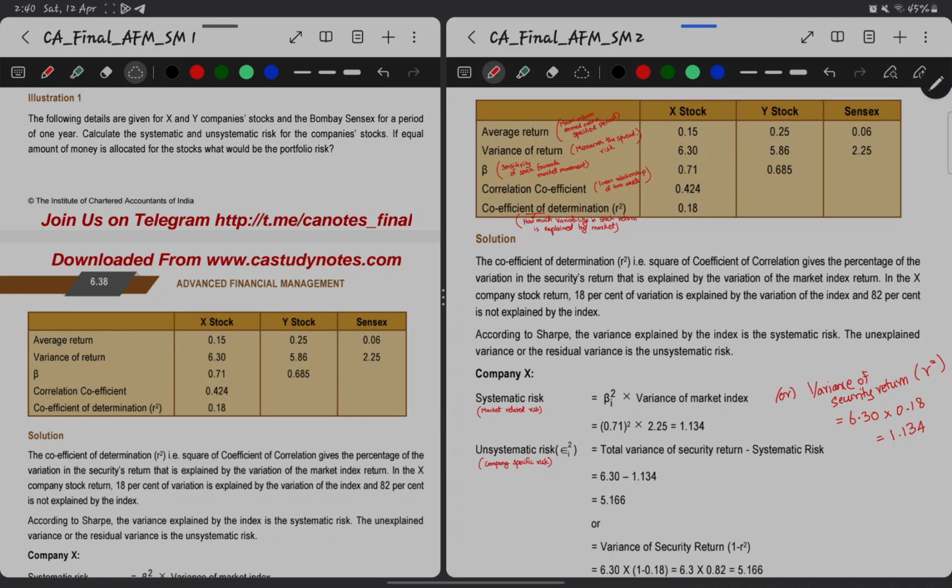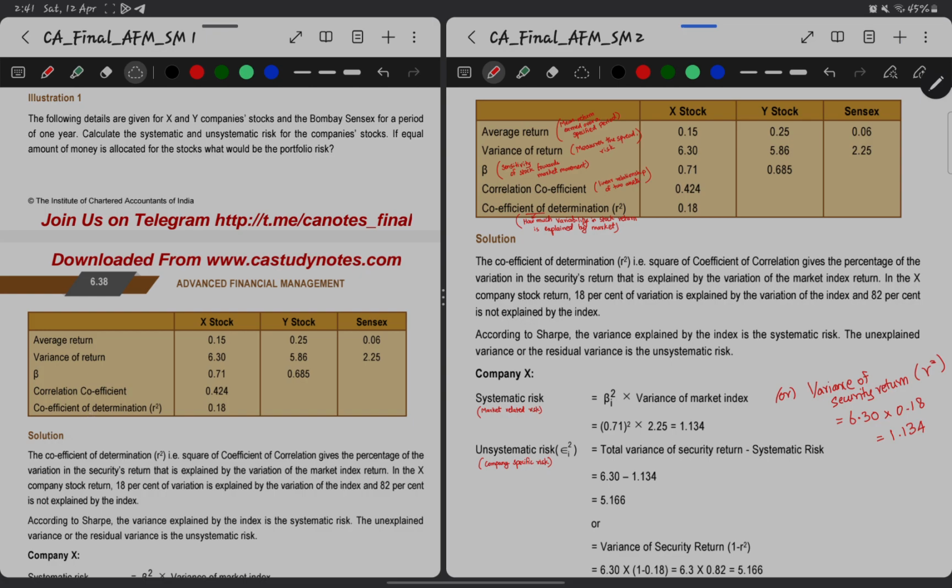The following details are given for X and Y company stocks and the Bombay Sensex for a period of 1 year. Calculate the systematic and unsystematic risk for the company stocks. If equal amount of money is allotted for these stocks, what would be the portfolio risk? And they've given one table wherein average return they've given, then variation of the return, then beta, then correlation coefficient, then coefficient of determination.